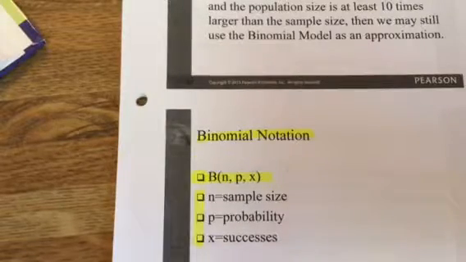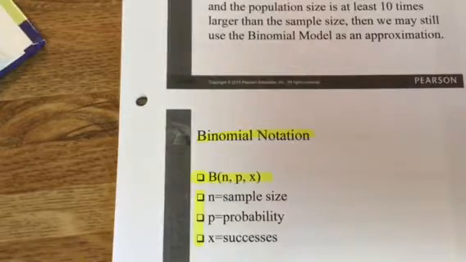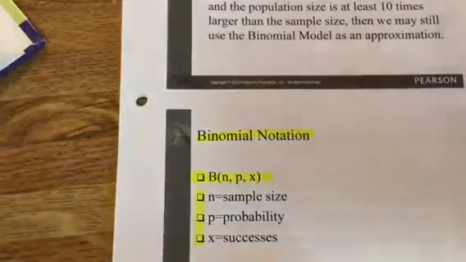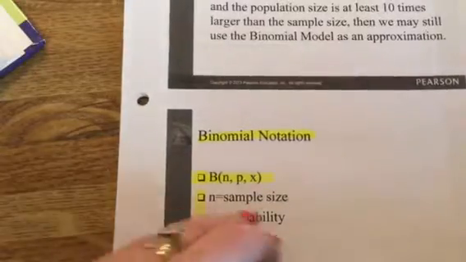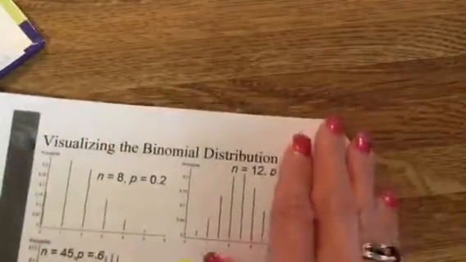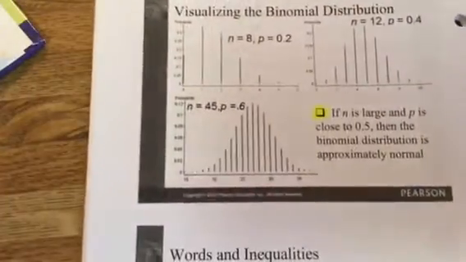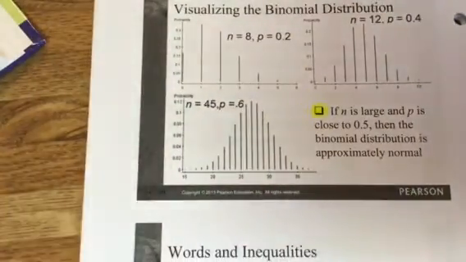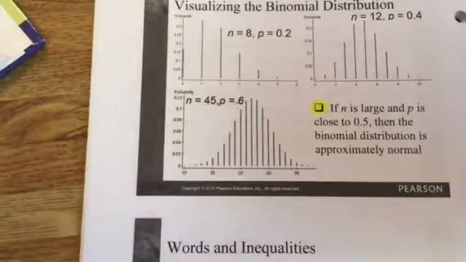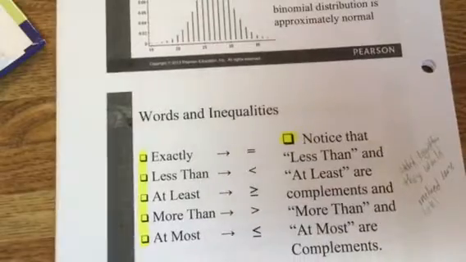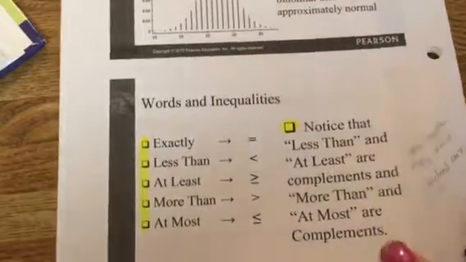Binomial notation is just a B parentheses n, p, x, where n is your sample size, p is your probability, and x is the success, how many successes you have. You can look at that on your PowerPoint. These you can go through on your PowerPoint and just look at to make sure that you know what they're talking about when they say these words.